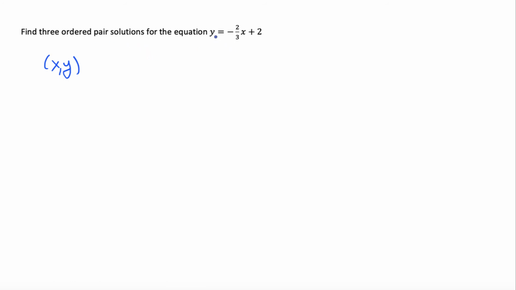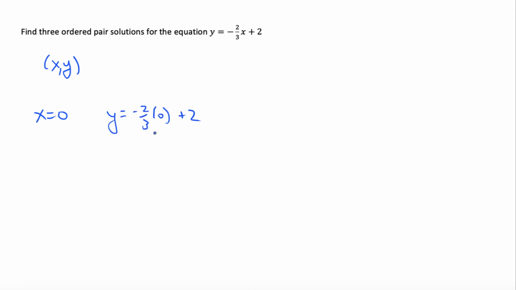Also notice that y is by itself. Think about what this is saying. It's saying that y is equal to negative 2 over 3 times whatever x is, plus 2. So here we should be able to just plug in values for x. Let's try that. Let's try x equals 0. We're going to plug in the 0 for the x value.